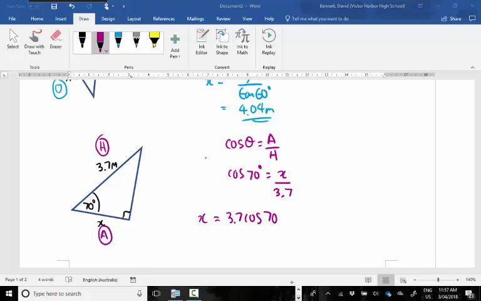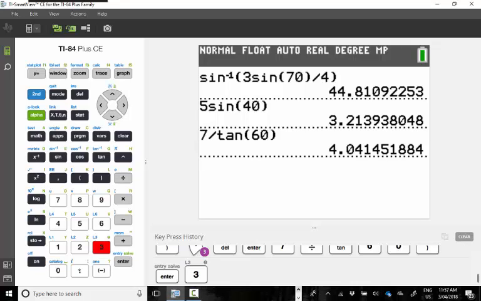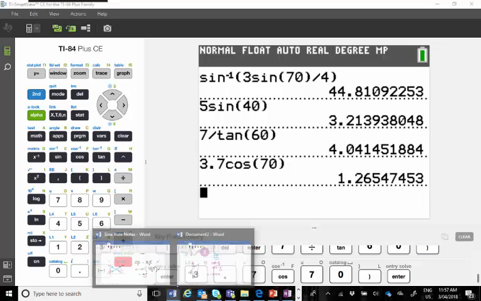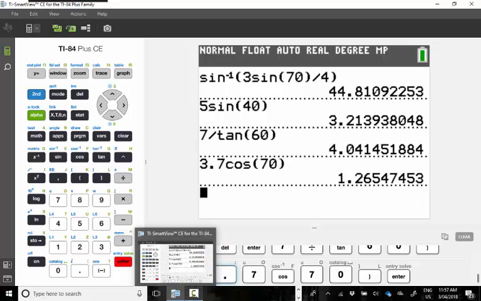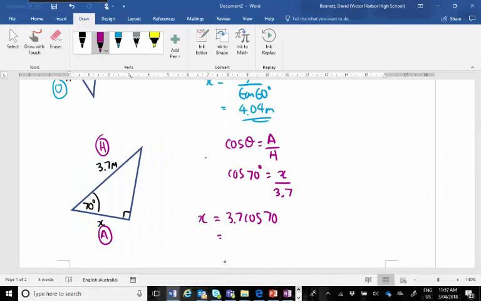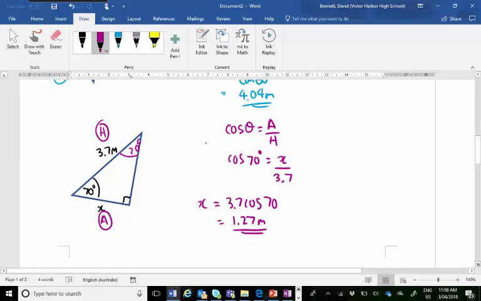Right, so now I go to my calculator. So 3.7 cosine 70. It's going to give me an answer of 1.27, rounding that up, equals 1.27 meters. Again, that angle over here is going to be 20 degrees, so it's going to be a much smaller side. So that makes sense to me.